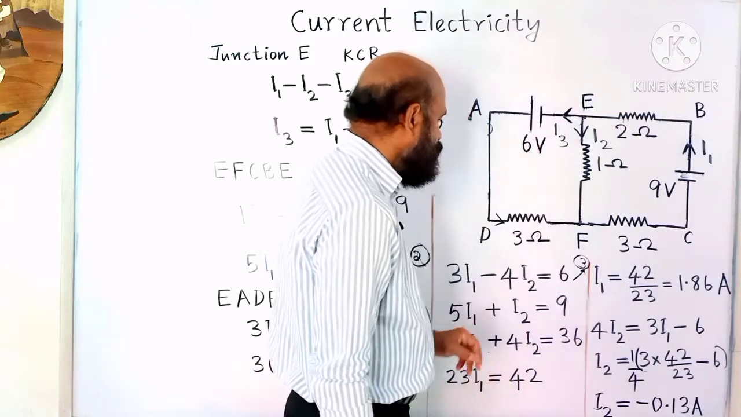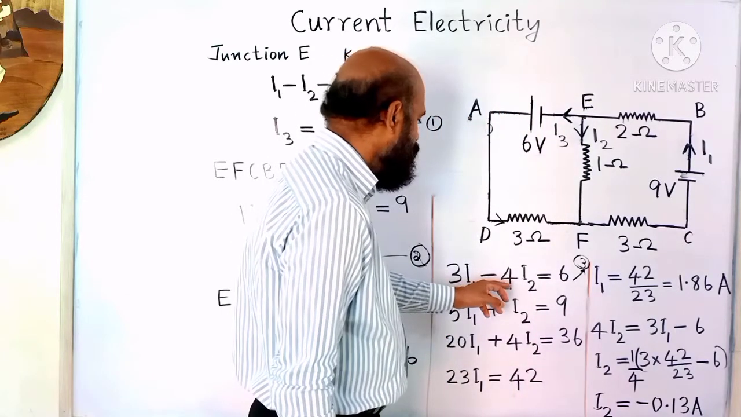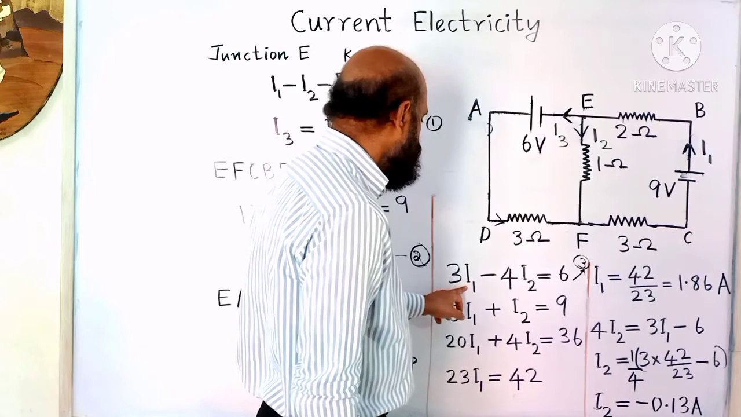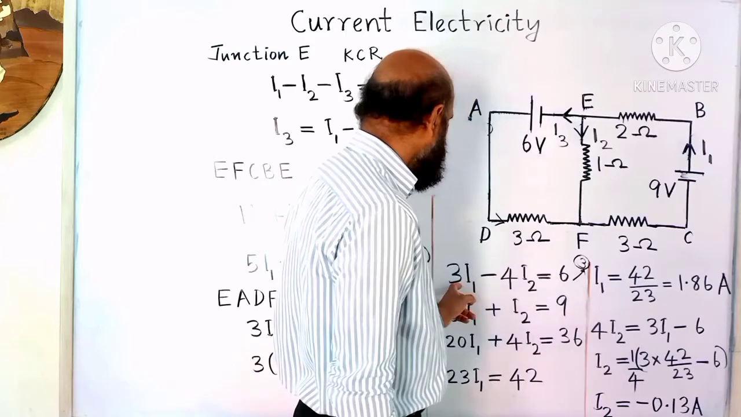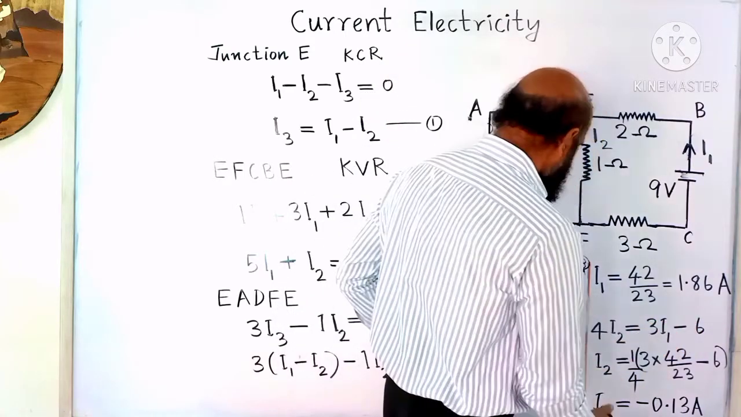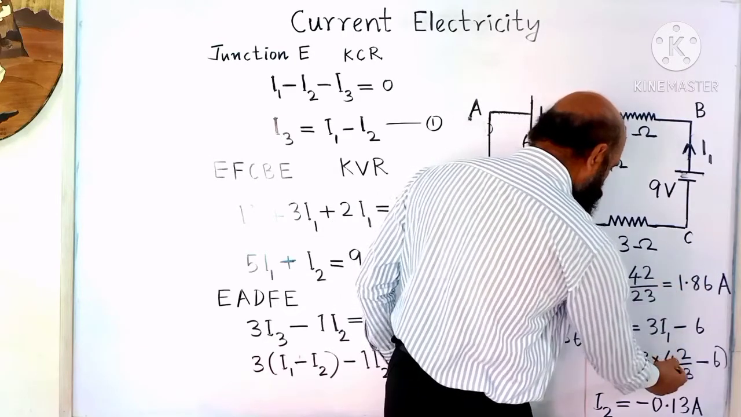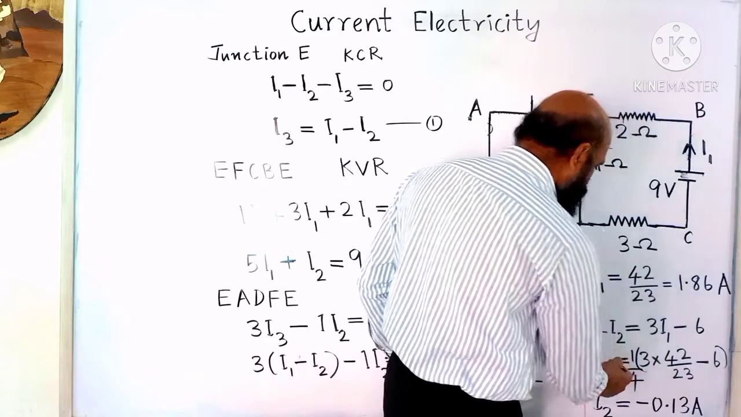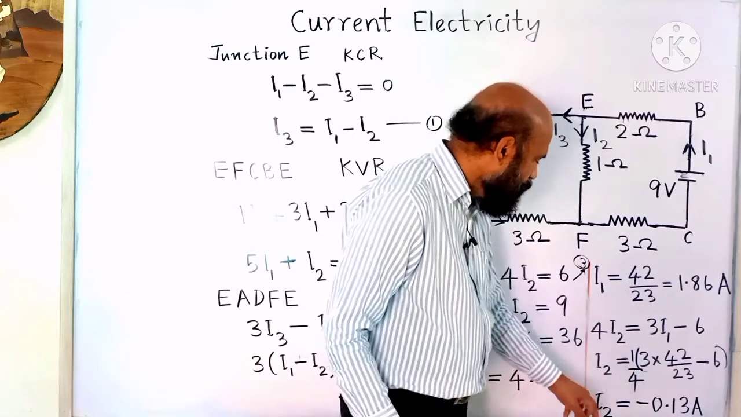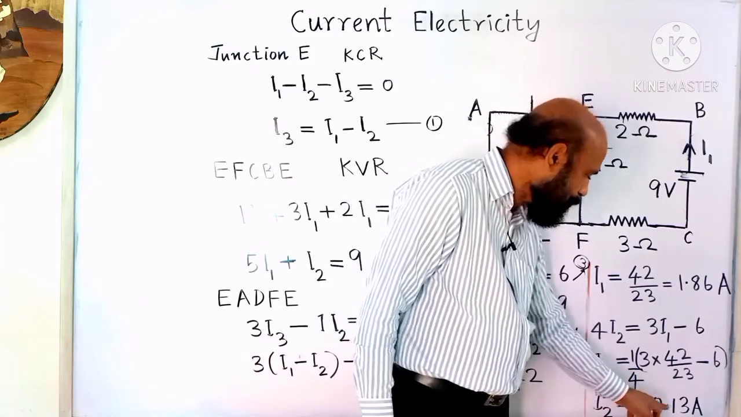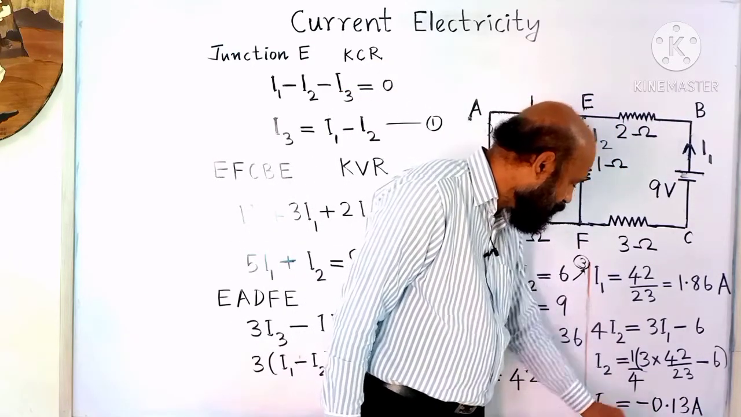Now for getting I2, substitute the value of I1 in this equation. Take minus 4I2 to the other side. So 4I2 is equal to 3I1 minus 6. For I1 we can substitute 42 divided by 23, minus 6. Now taking this to the other side, you are getting an expression for I2. Now I2 is minus 0.13 ampere. See, in the answer there is a negative sign. So our assumption is wrong.